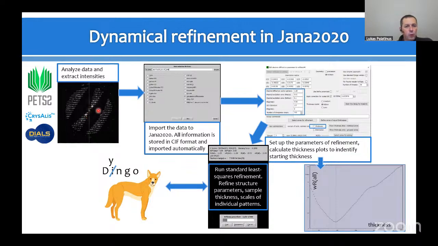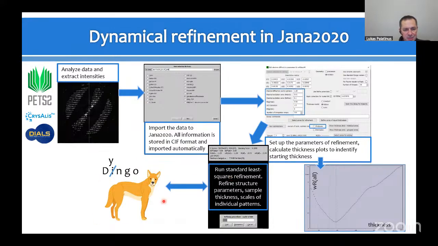Just very quickly, you import the data produced either by PETS2 or by CrysAlisPro or by DIALS. As far as I know, these are the three programs that can produce data for dynamical refinement. Import it, set up a few parameters that define the calculation of the intensities, and then optimize the starting thickness, to get a good starting point for the refinement, and then just run a standard least squares refinement, just like with the kinematical approach.